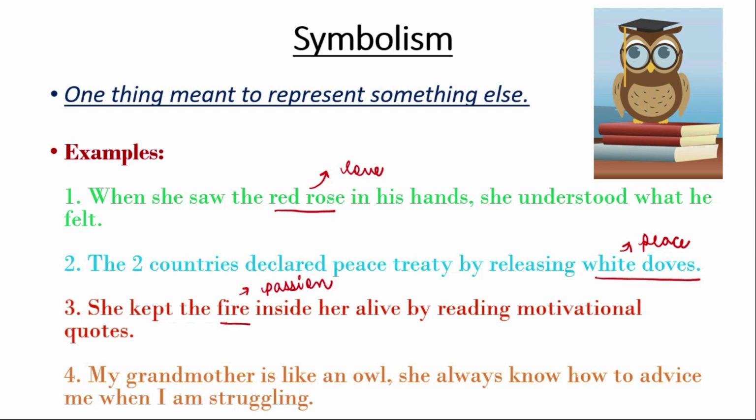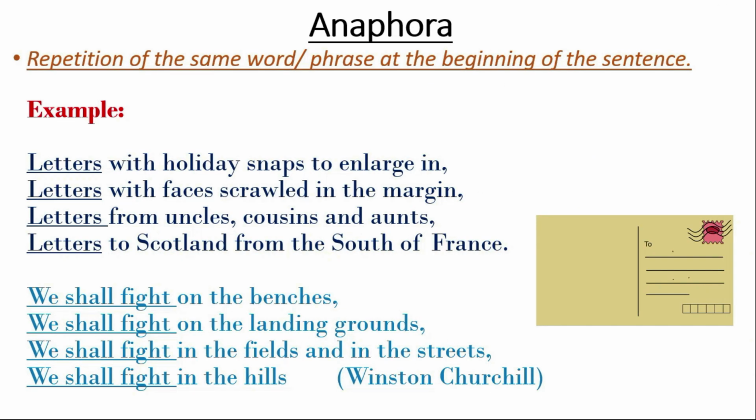Let's go to the last one. My grandmother is like an owl. She always knows how to advise me when I am struggling. So here, grandmother is compared to an owl. So what does an owl symbolize here? Being wise. Now coming to our last literary device, which is anaphora.